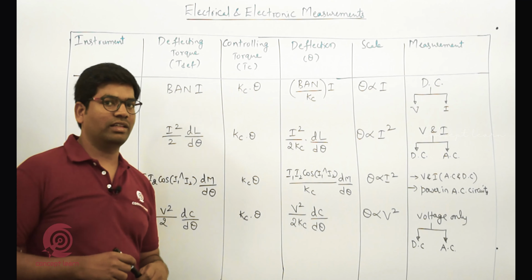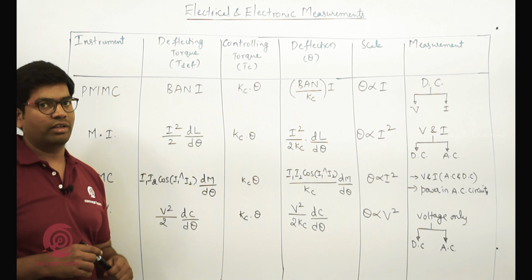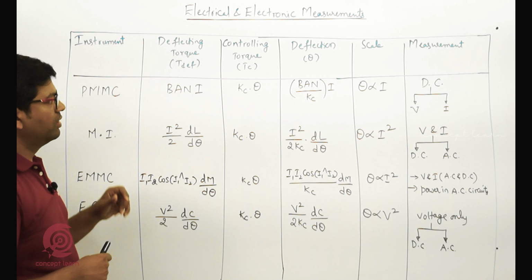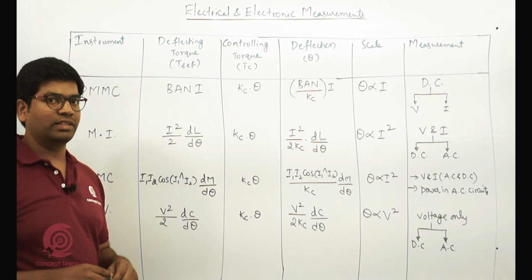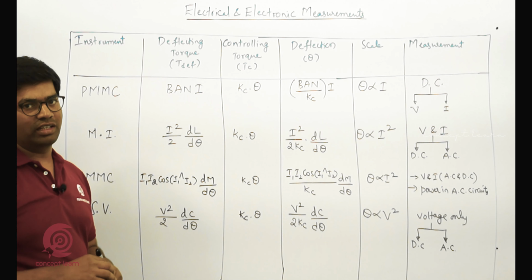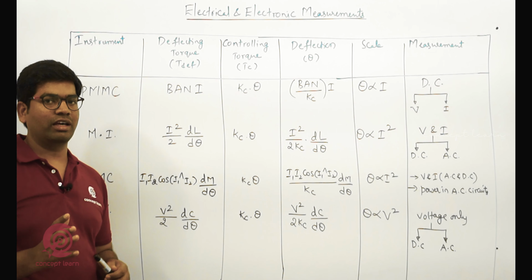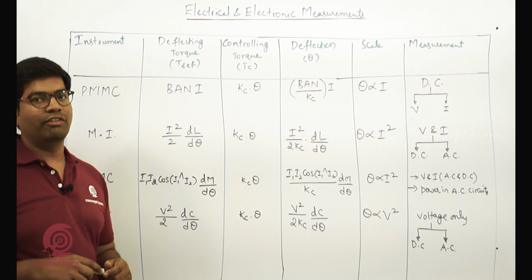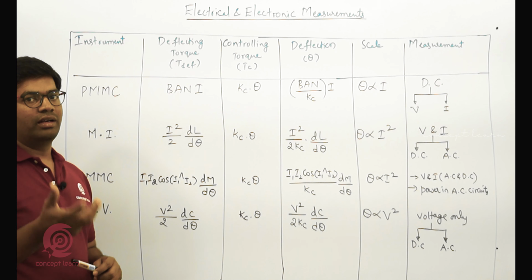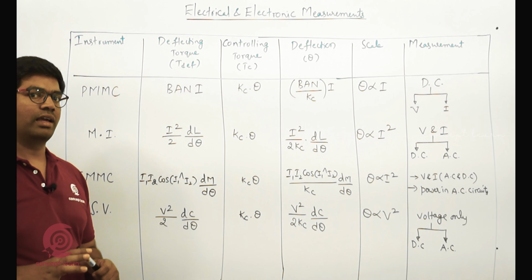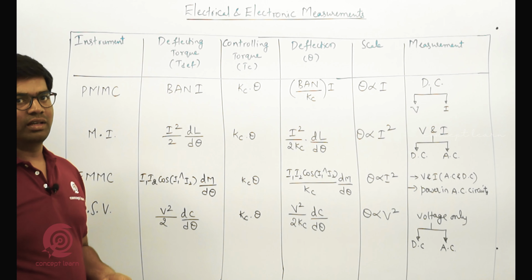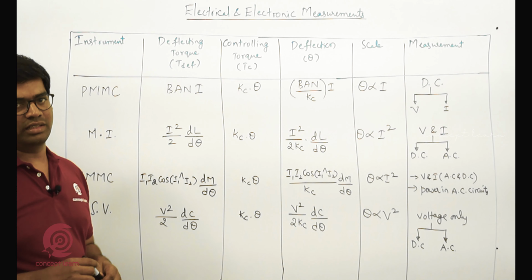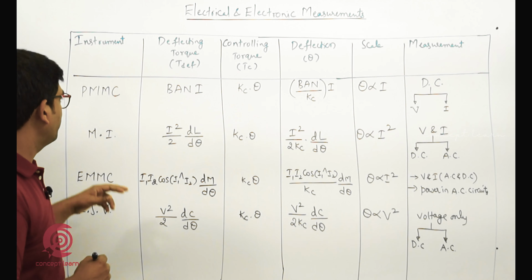Now if you look at it from the measurement point of view, first we are going with electromechanical indicating instruments. In that we listed everything in this table, means what kind of instrument it is, what the deflecting torque and deflection are, the scale, like linear scale or non-linear scale, and what quantities we are measuring. That we will see in this session.